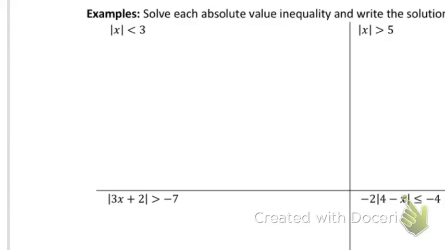So the first one says the absolute value of x must be less than 3. So let's just think about values that work for this. 3 almost works for it. We're just a little bit off. So 2.9 works, right? Absolute value of 2.9 works. 2.8 works. Let's go quicker. 2 works. 1 works. 0 works. 0 is less than 3.